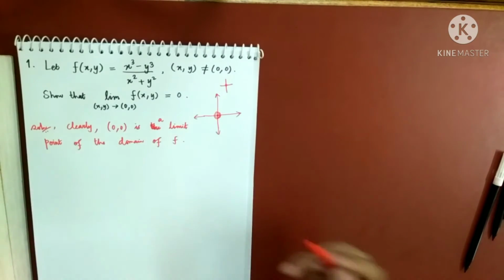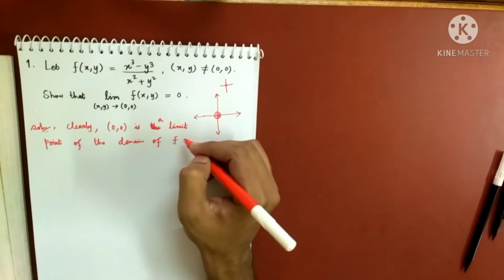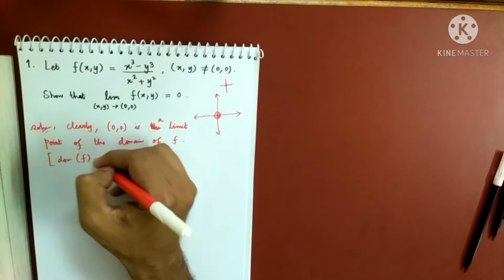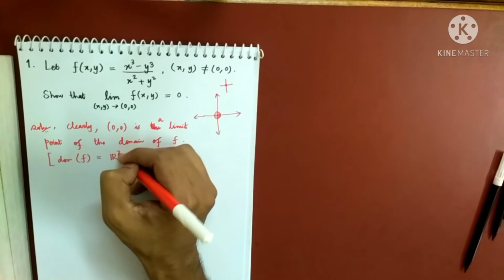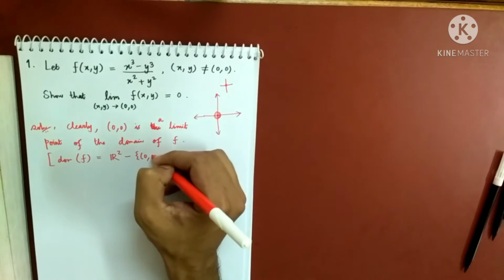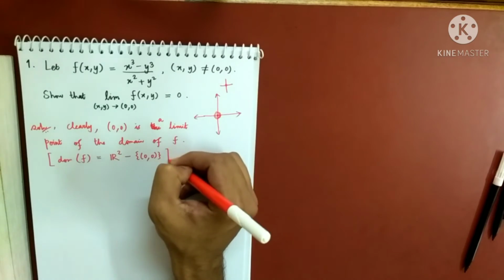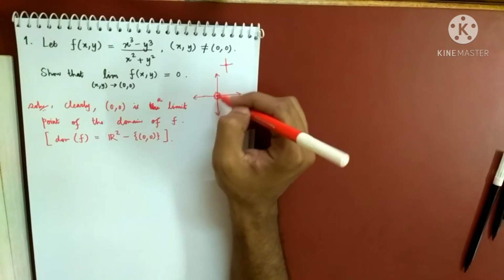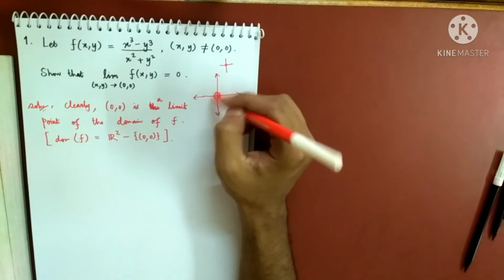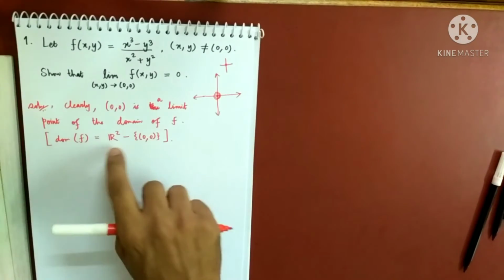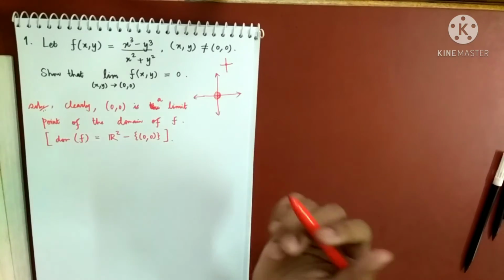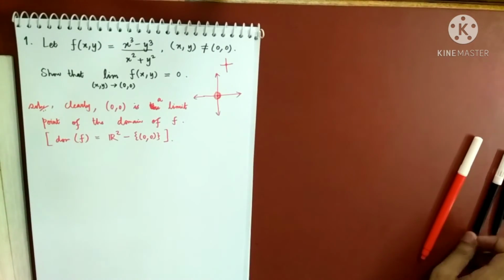Okay, domain of f, you know what is the domain of f? R² minus (0, 0). That means the domain of f is the whole R² except the point (0, 0). So this is very clear why this is the limit point, no? Because you take any neighborhood or any open ball around (0, 0), that is definitely going to intersect this because it has all the points except (0, 0), right? So (0, 0) is the limit point.